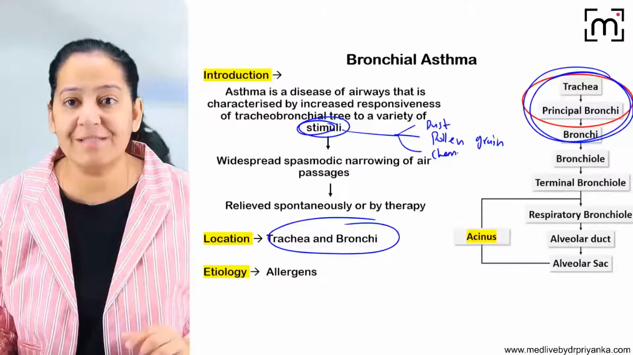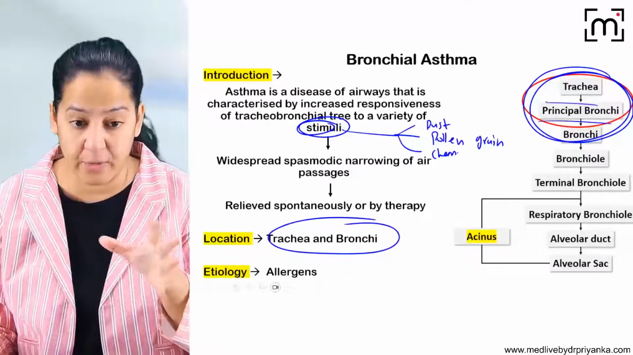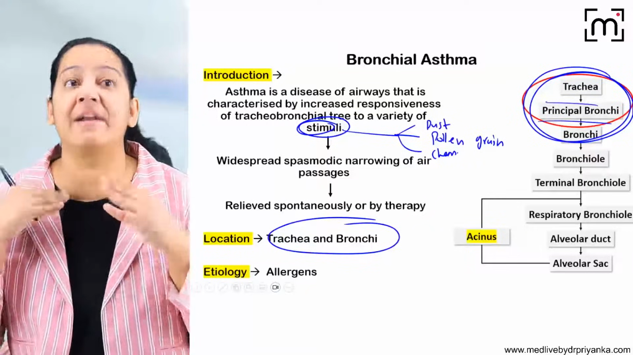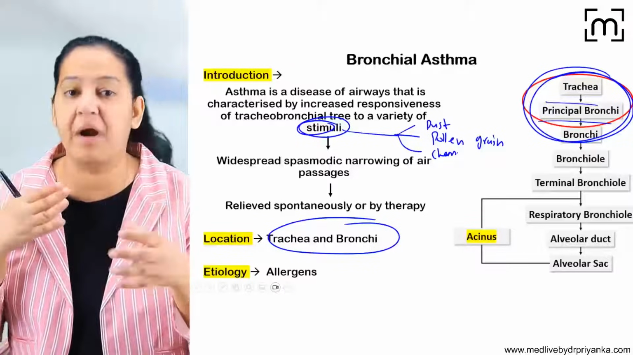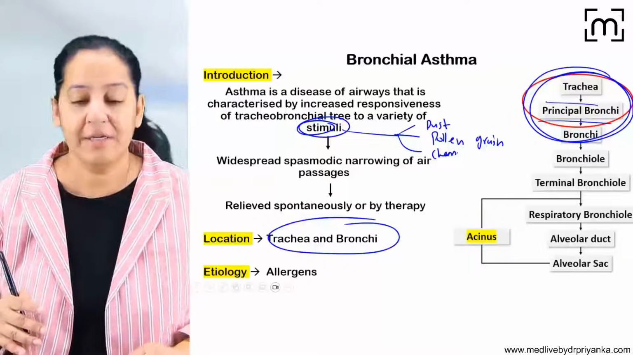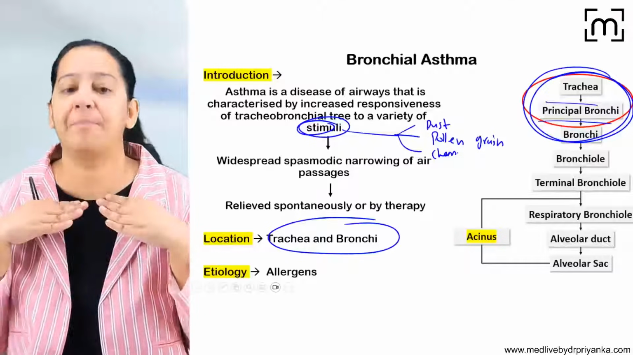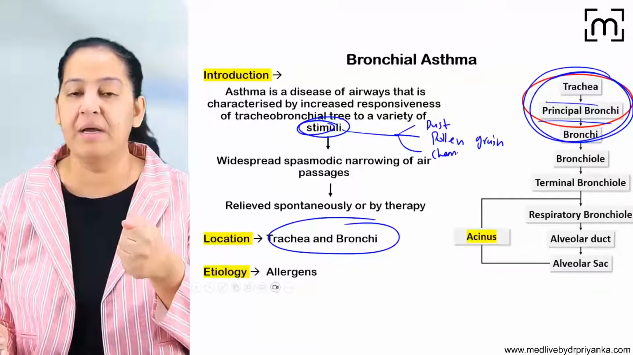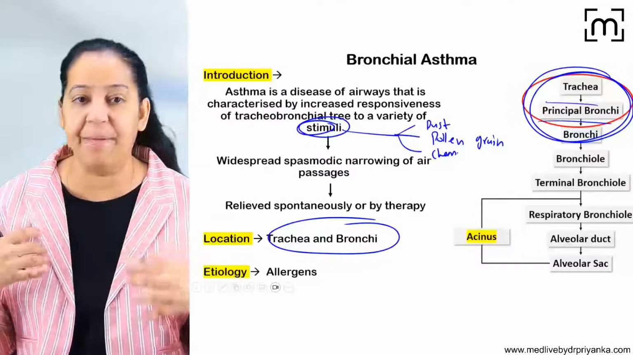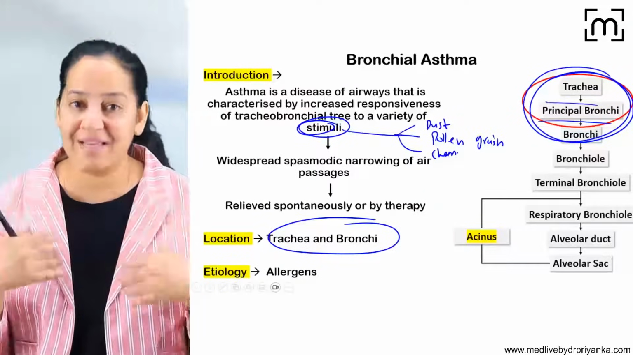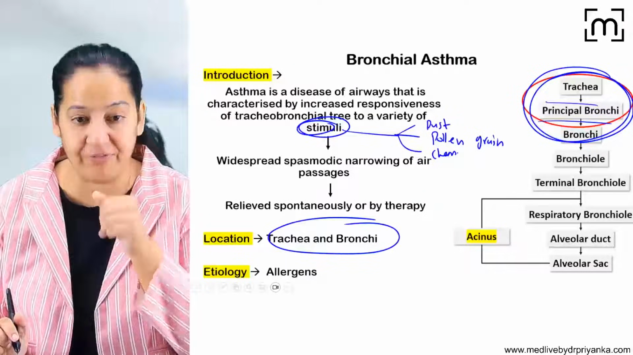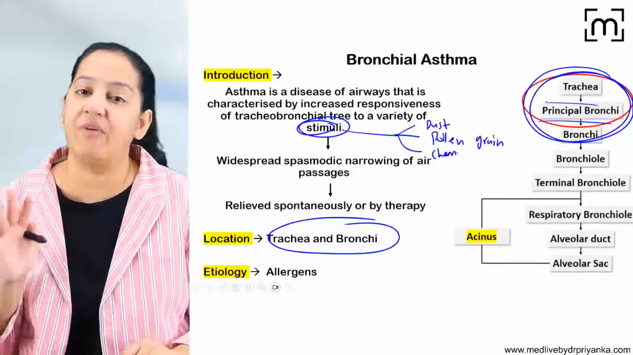So by undergoing spasm, the trachea and bronchi prevent the entry of that particular stimulus, the dust particle, into the lower respiratory tract. But if the trachea and the bronchi undergo spasm, the dust will not go inside, I agree, but air will also not go inside. So the person has dyspnea, the person has cough. So that is the attack of asthma.